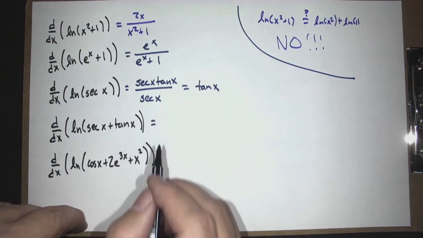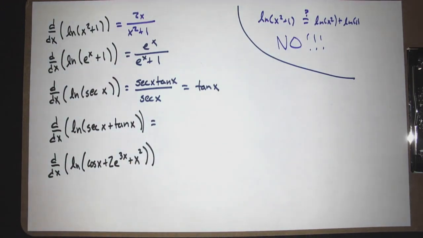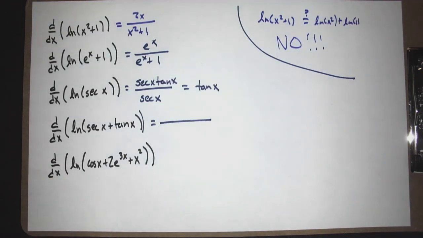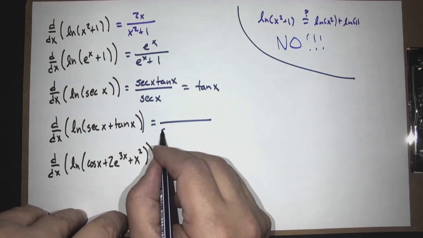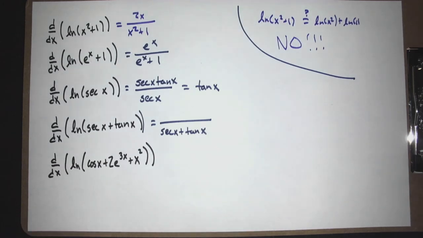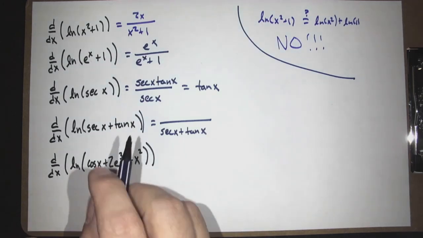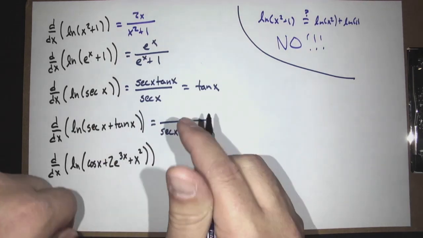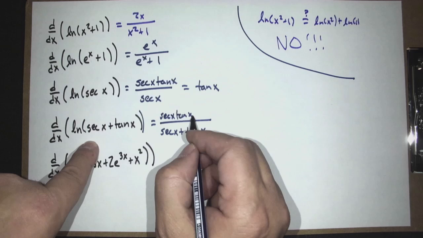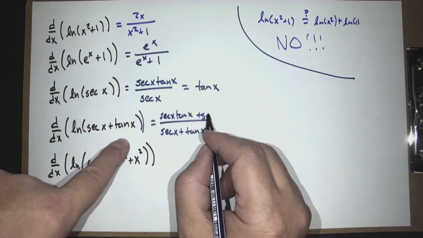Oops, I forgot parentheses here. What's the derivative of log of secant x plus tangent x? Well, okay, why not? What goes downstairs? Secant x plus tangent x, right? Whatever's inside, that goes downstairs. What goes upstairs? Well, we have secant tangent. And then what do we have here? Secant squared.